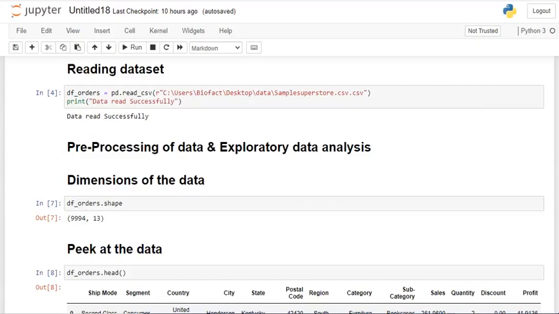After reading the data set, the data has been retrieved into the notebook, and it prints "data read successfully." So the data came into the Jupyter notebook to perform the exploratory data analysis. And already we have discussed that before getting into the exploratory data analysis, we need to pre-process the data. The process is called cleaning up the data.